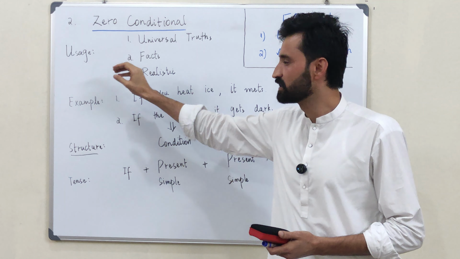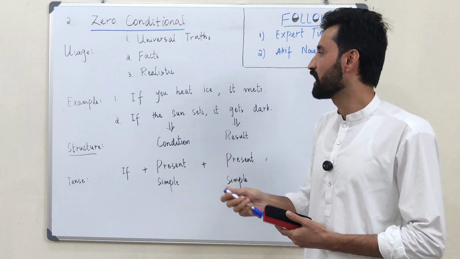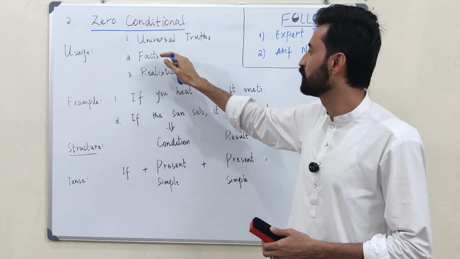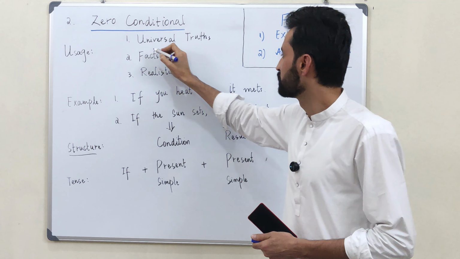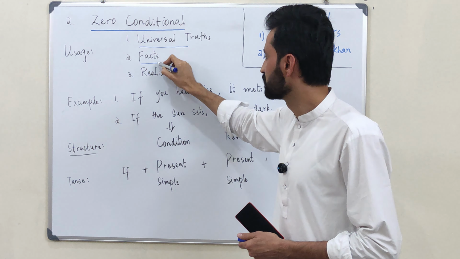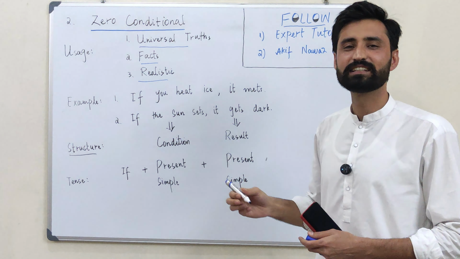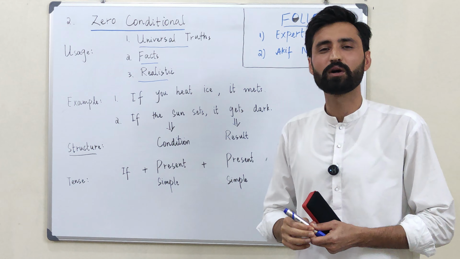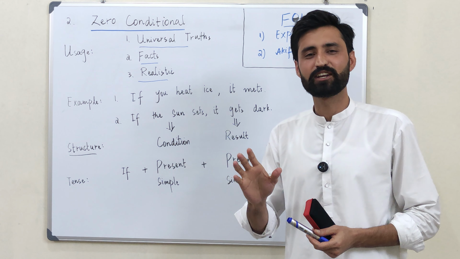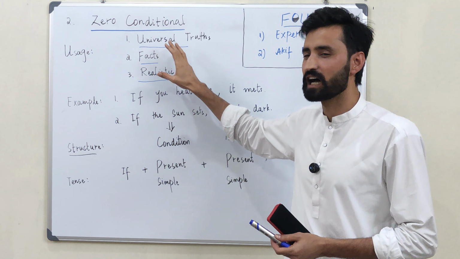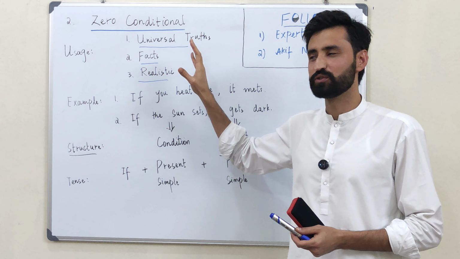So the first thing is, zero conditional sentences are used in order to talk about universal truths, facts, and things that are realistic in nature. So we don't talk about any imaginary scenario or situation. So this is how zero conditionals are used.